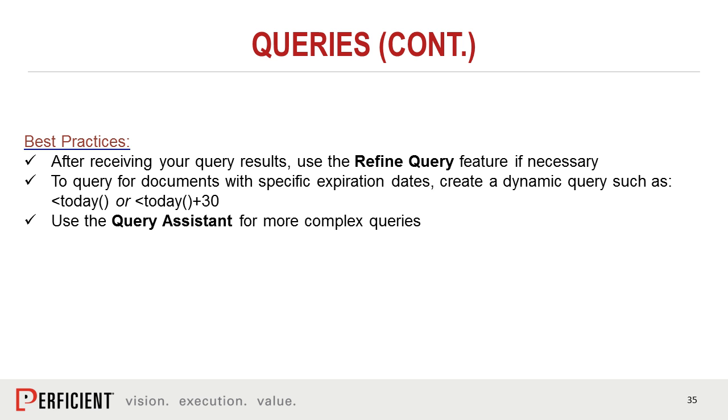Users are also able to create dynamic queries for things like dates. So think about document expiration dates. If we want to find documents that are already expired, you can enter less than, and then Today with open and close parentheses to return expired documents, or even enter Today plus 30 to return expired documents and those that will expire in the next 30 days. So that's a dynamic query.